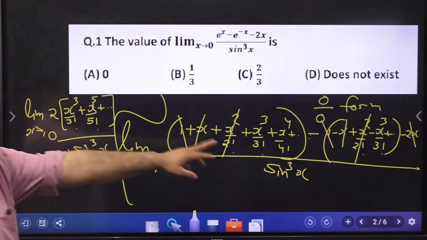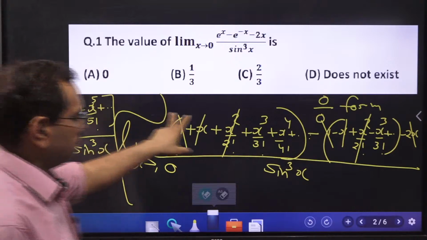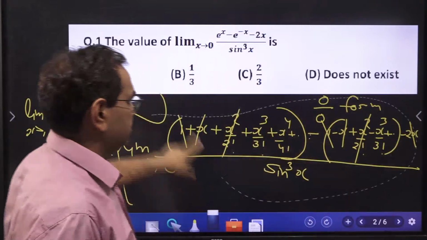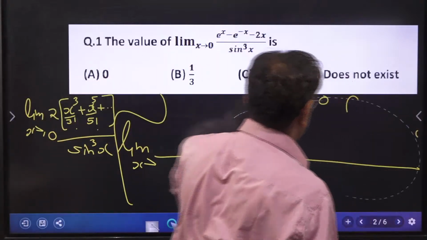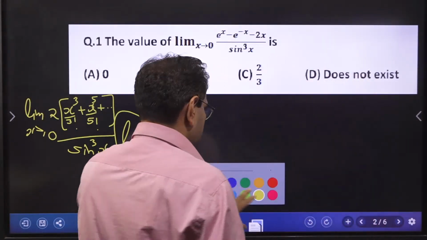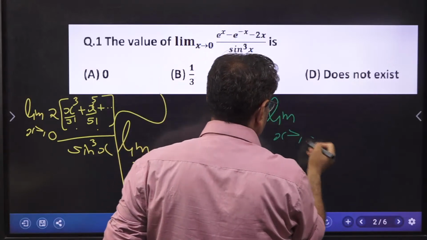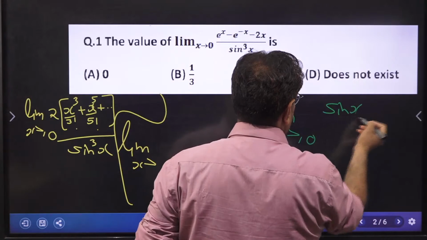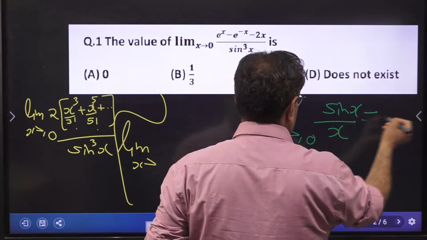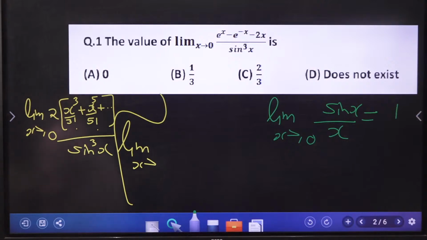Now I am going to delete this side. Coming to the next point, let us delete this side. Now we have one very important formula which you should remember always, that is limit x tends to 0 sine x upon x, and this is equal to 1. All of you must remember this formula. Limit x tends to 0 sine x upon x is equal to 1.